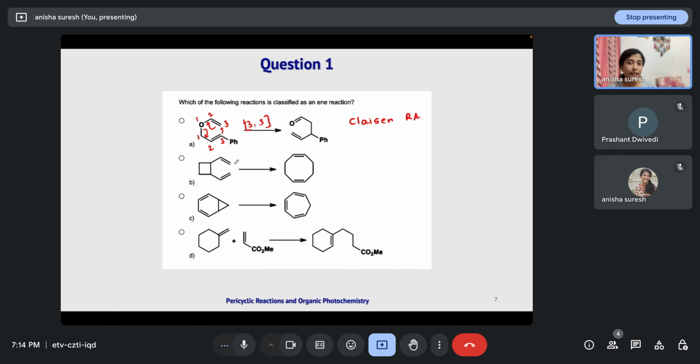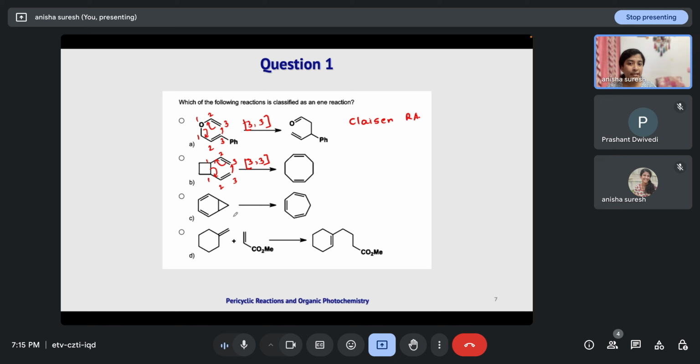So in option B as well, as you can see, it is a 3 2 1 1 2 3. So here also a 3,3 sigmatropic rearrangement is taking place. So the electron shift will be taking place in this fashion. So a bond will be forming here and this bond will be breaking, resulting in the formation of this cyclooctadiene. This is also an example of 3,3 sigmatropic rearrangement. Now coming to option C.